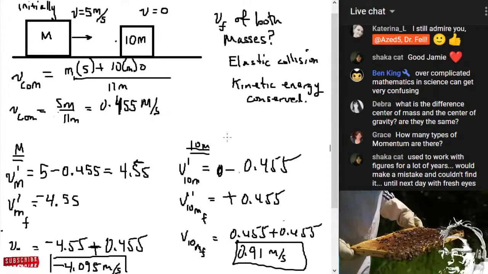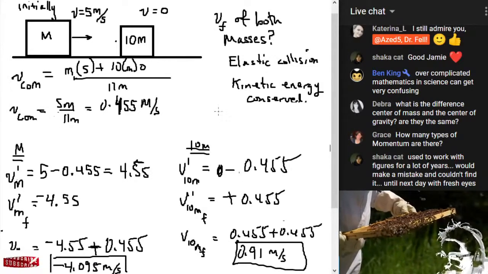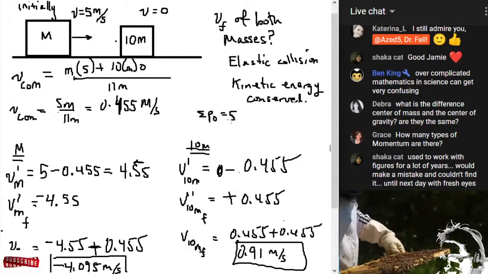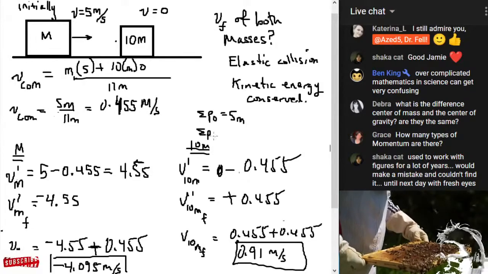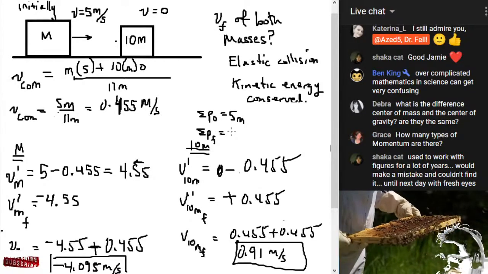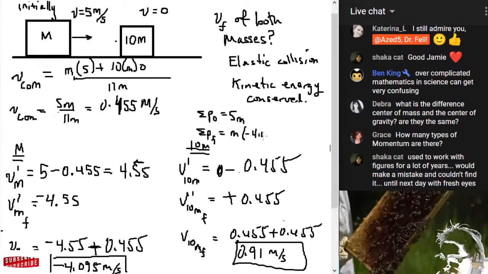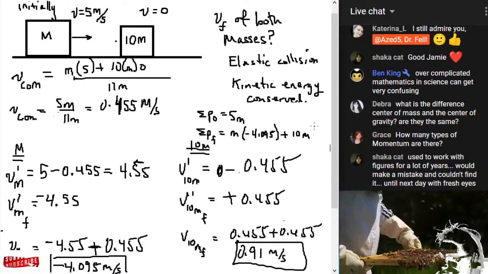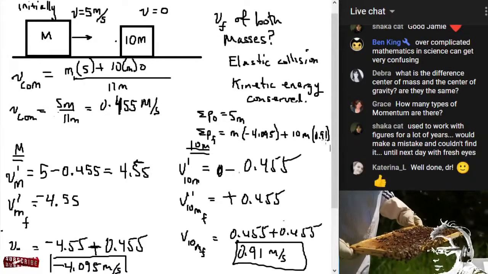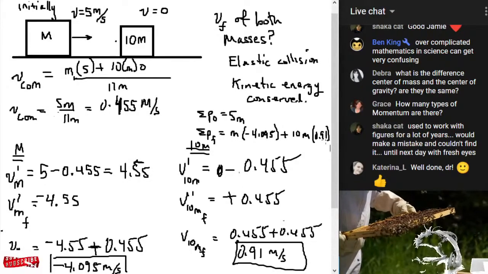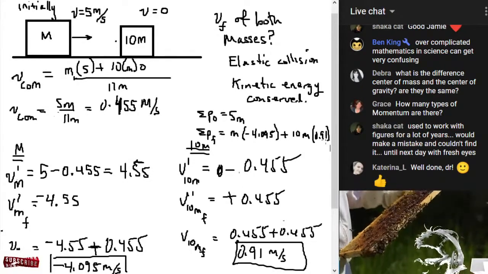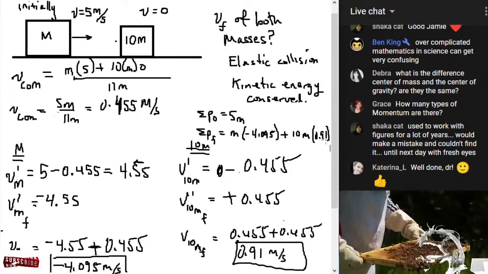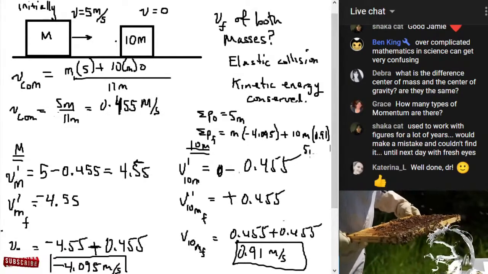So now we can see if this worked out. Initially, our momentum, he said, is 5m. Afterwards, it's going to be m times negative 4.095 plus 10m times 0.91. All right, let's see if this works. 10 times 0.91 is just 9.1 minus 4.095 is 5. Yes, so we get up to 5m. So it worked.